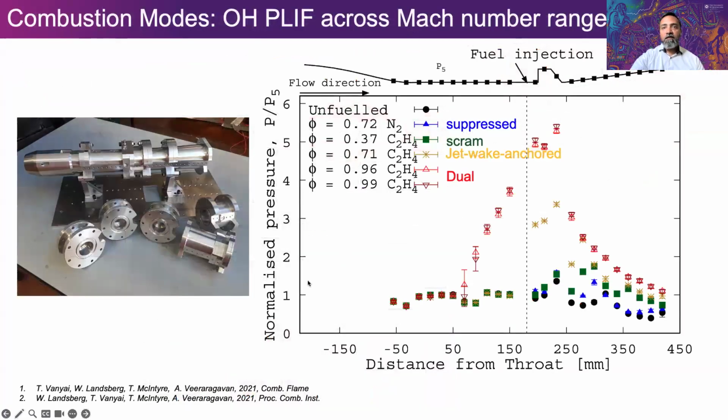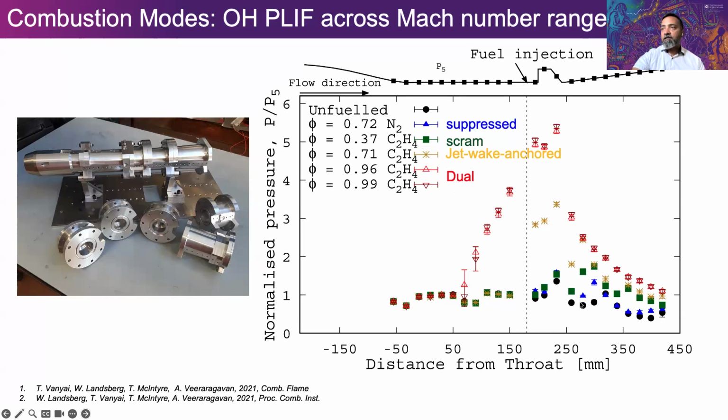Okay, so firstly, again, those normalized plots, now normalized by pressure transducer 5, because we didn't want the scale to be too large, because we knew the pressure would mount a bit when we do this experiment. Again, here, unfueled in black, combustion suppressed, that is the nitrogen fuel shot, in blue, and then a series of different equivalence ratios: scram mode in green, jet wake anchored mode, and I'll talk about both these combustion modes in just a second, at equivalence ratio of 0.7, and then close to stoichiometric, we see something called dual mode.